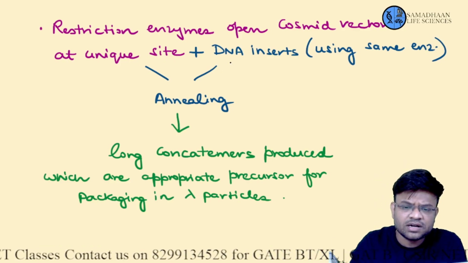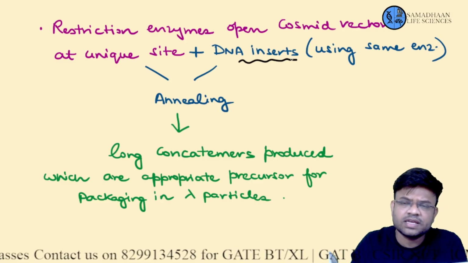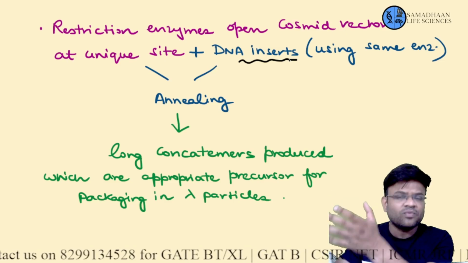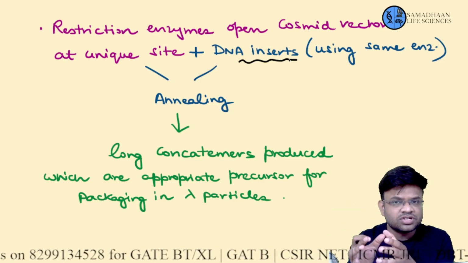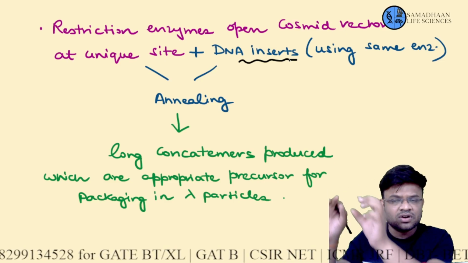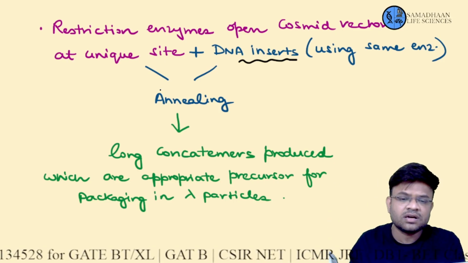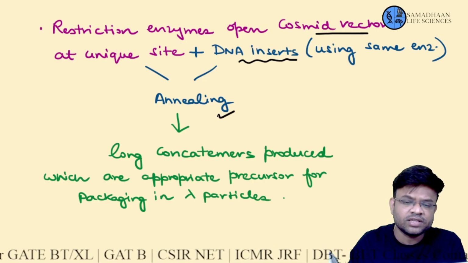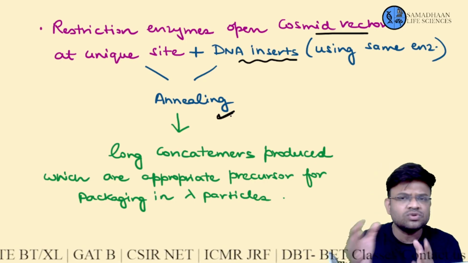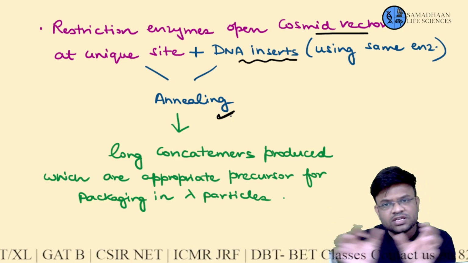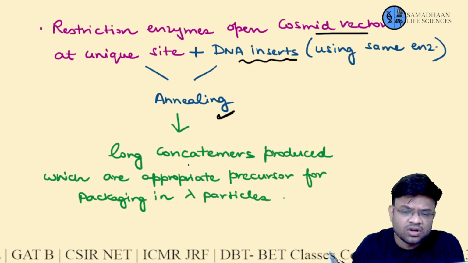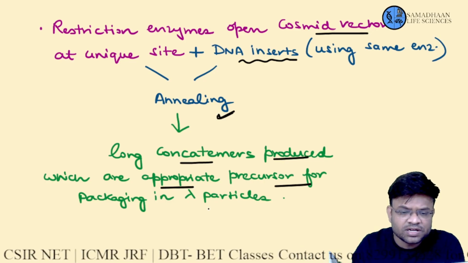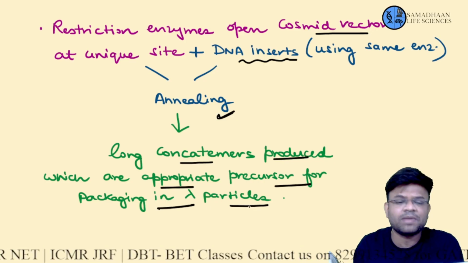So after the DNA insert, the gene of interest, is cleaved off from whichever source you are taking it from, and then the cosmid vector is also opened up, they are annealed together. Annealed means joined together. You can use DNA ligase for joining these two. Next, long concatamers are produced which are appropriate precursors for packaging in lambda particles.